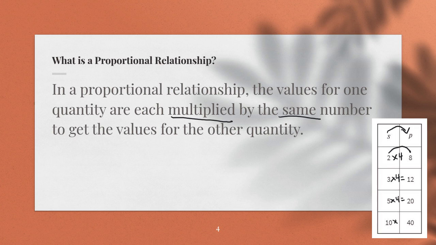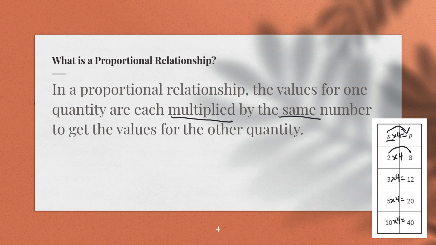Again, yes. What about 10? 10 times 4 equals 40. So since I can multiply each of those by 4, each S I can multiply by 4 to get to P, that would be a proportional relationship.